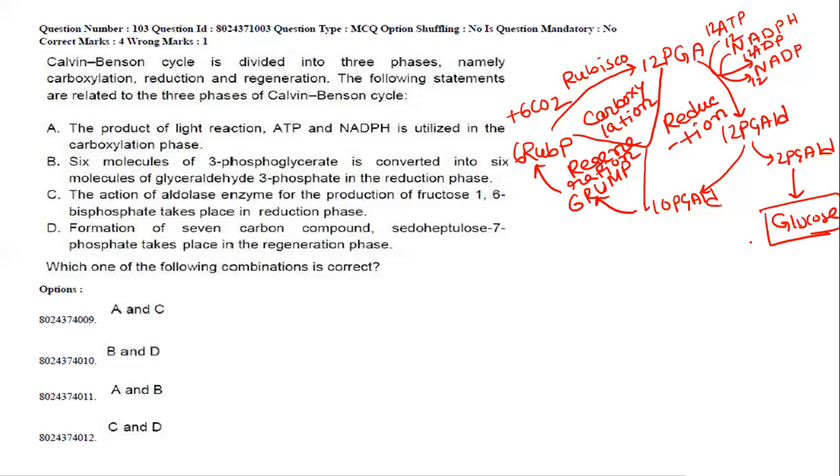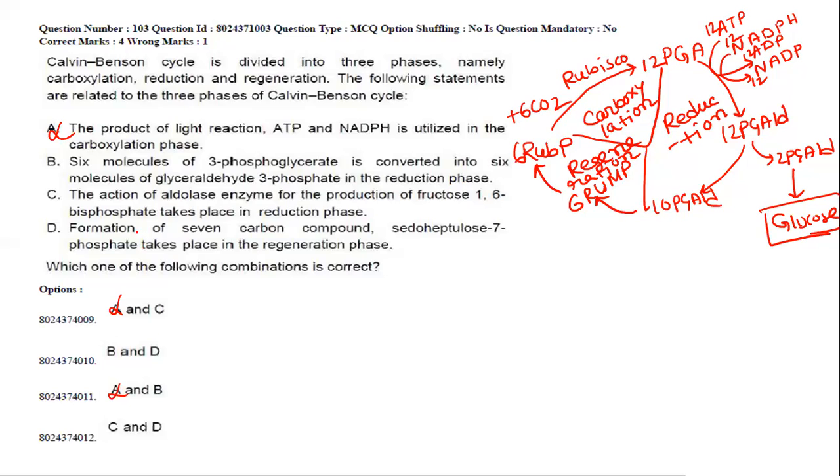See that question option: the product of the light reaction, ATP and NADPH, is utilized in the carboxylation phase. No, ATP and NADPH are utilized in the reduction phase, not in the carboxylation phase. So option 1 is gone. Now see B and D. 6 molecules of 3-phosphoglycerate are converted to 6 molecules of glyceraldehyde 3-phosphate in the reduction phase. Yes, this is correct. B is correct.